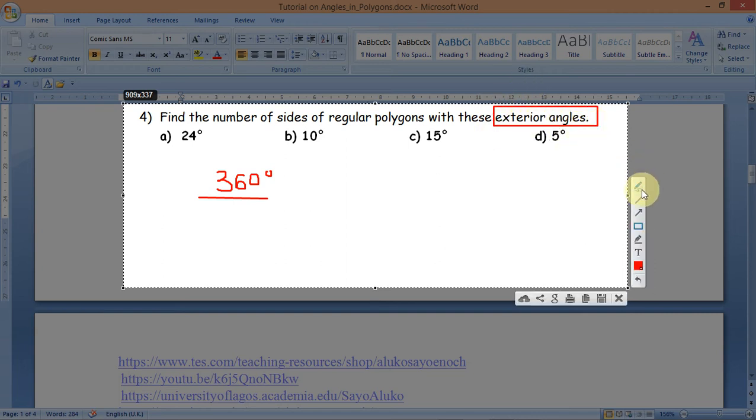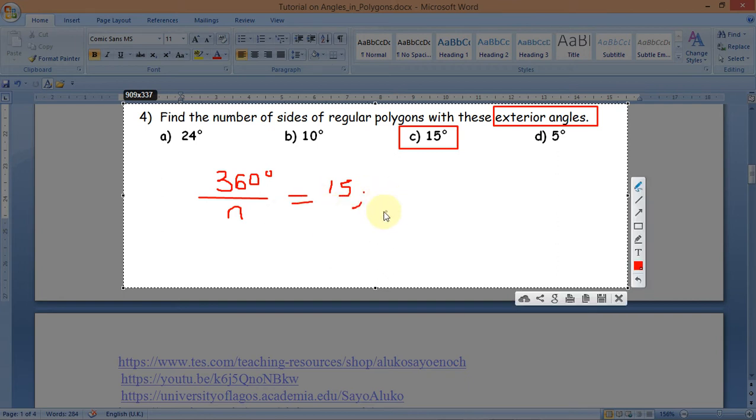But if you want each exterior angle, that will be divided by n, just like you have for interior. So this is each exterior angle now. Let me go with 15. So if the exterior angle is 15, what is n? You equate that, because each exterior angle is 360 divided by n. So equate this to 15. If you want to find for 24, equate it to 24, or to 10, or to 5. But I just want to go with this.